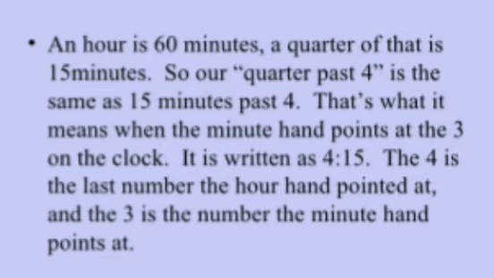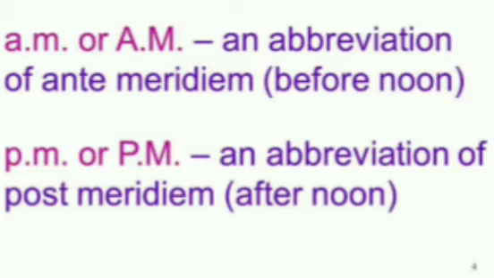The 4 is the last number the hour hand pointed at and 3 is the number the minute hand points at. You have also read about AM and PM. AM stands for ante meridiem and that is the time before noon, that is before 12 noon. The times before 12 noon are called AM, and PM stands for post meridiem, that is the time after noon, after 12 o'clock in the noon, the time we write PM.